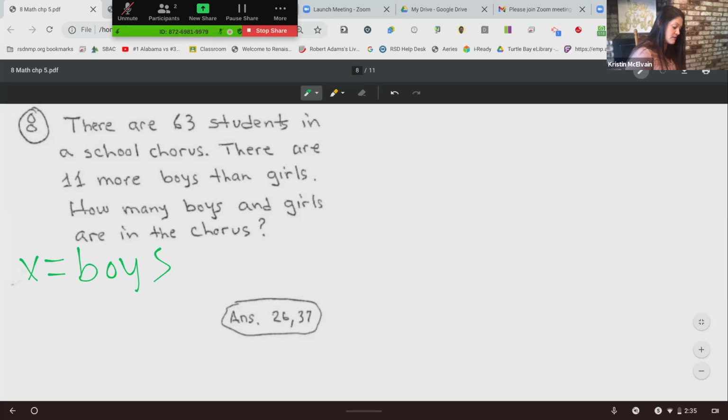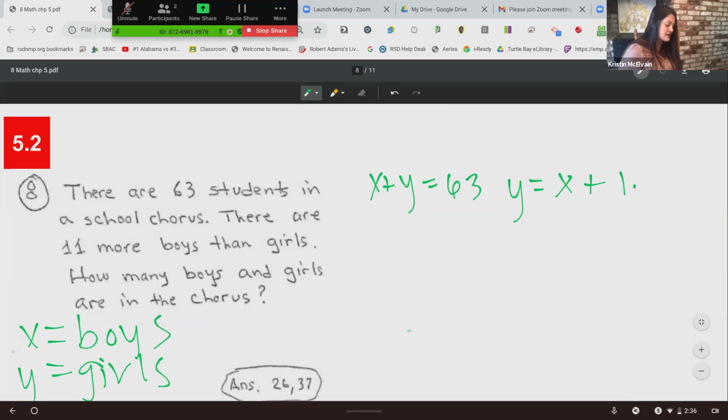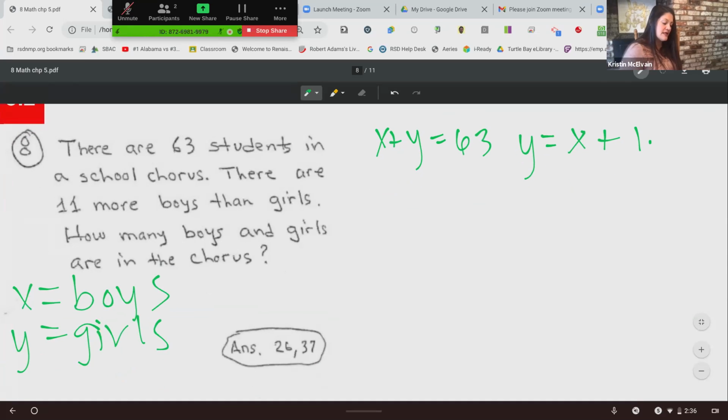There are 11 more boys. I think I got my x's and y's correct. So we know that x plus y is 63 because there's a total of 63 students in the choir. And then we know that there are 11 more boys than girls. So that means our girls, which is y, is 11 more than boys. Wait, did I do it backwards? There are 11 more boys than girls. Oh, I mixed them up.